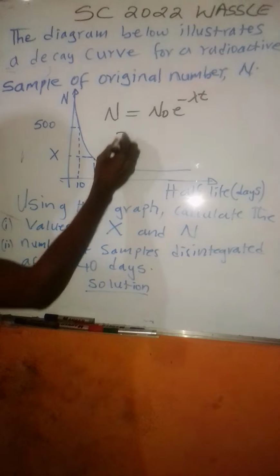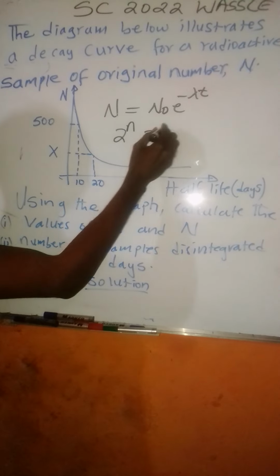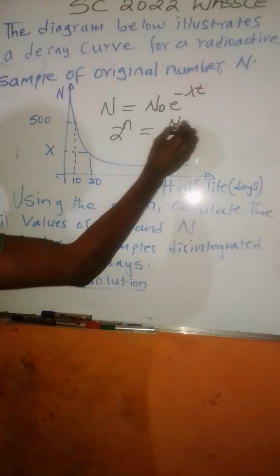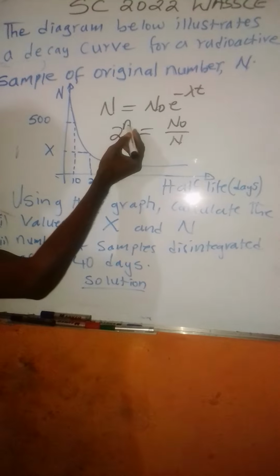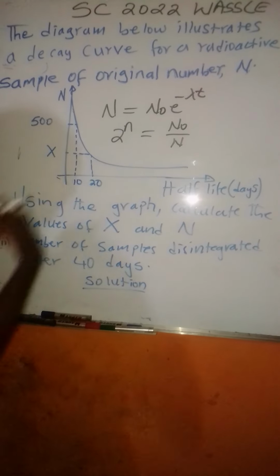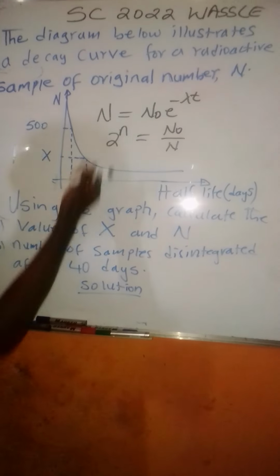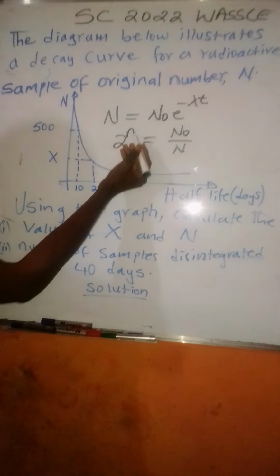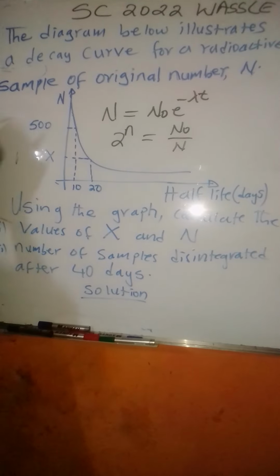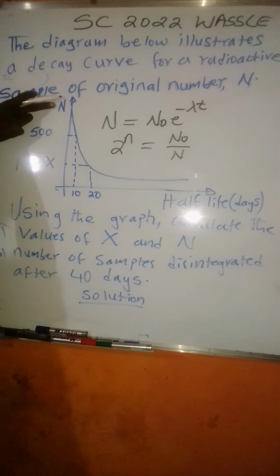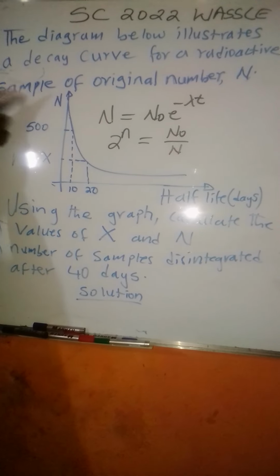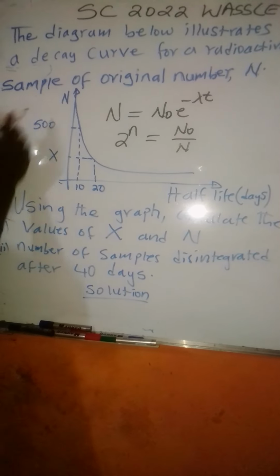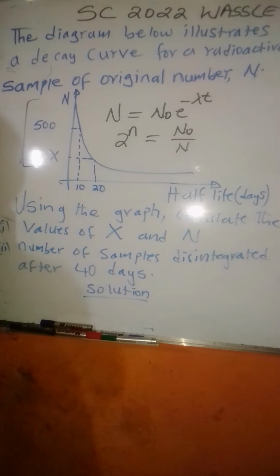Another famous equation we might use here to solve is 2 raised to n equals N0 over N, where n represents the number of half-lives. If we have 2 half-lives, n is 2; 3 half-lives, n is 3. So in this case, how can we relate this n with it? Moving from this initial or original value as it decays to give us this, we have 1 half-life.